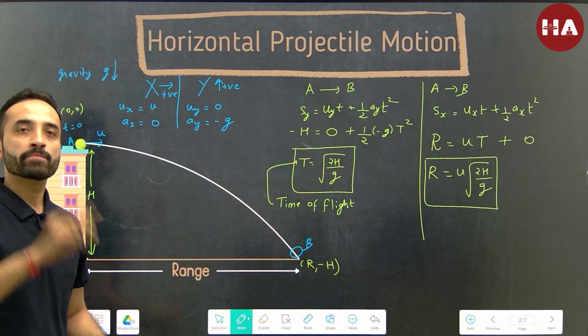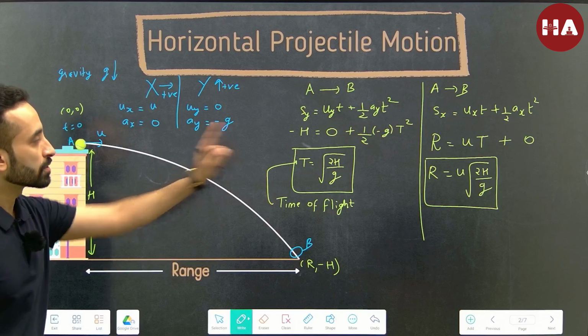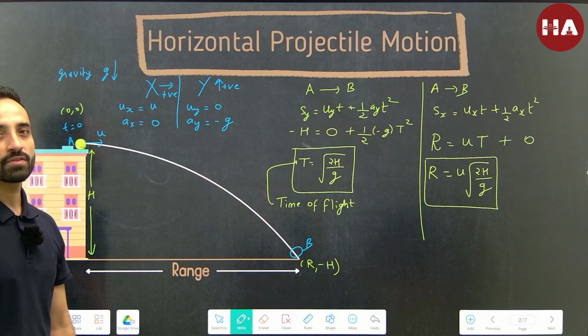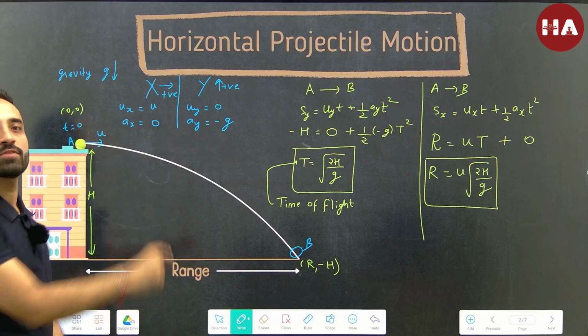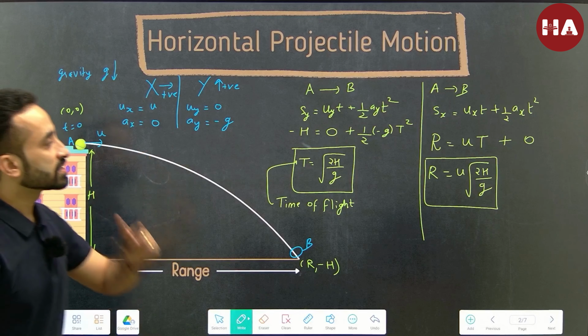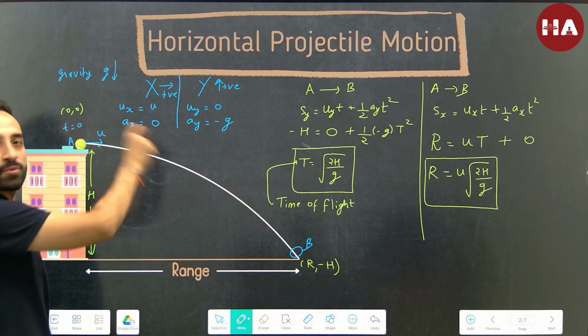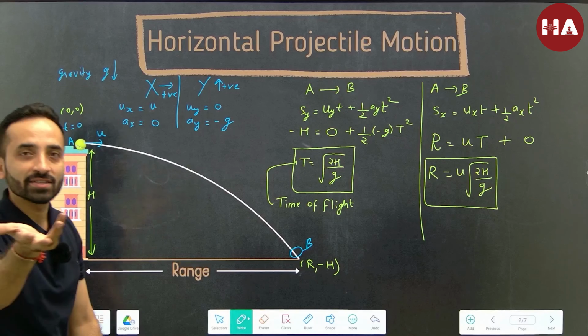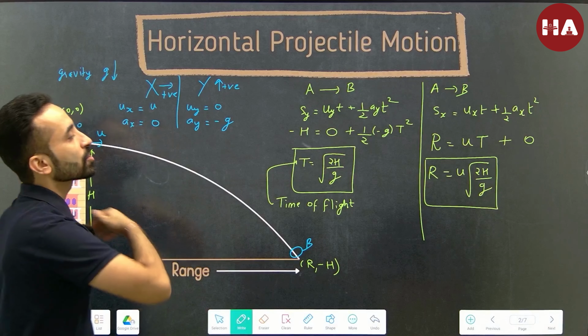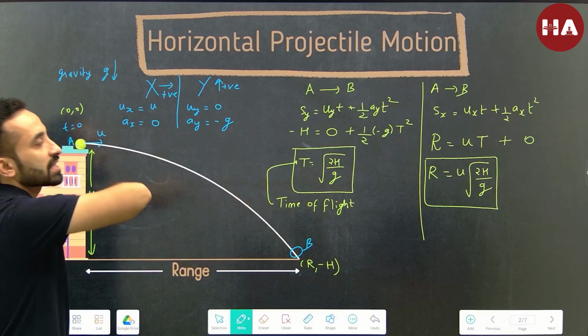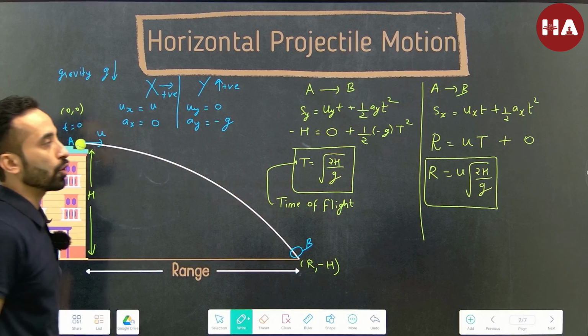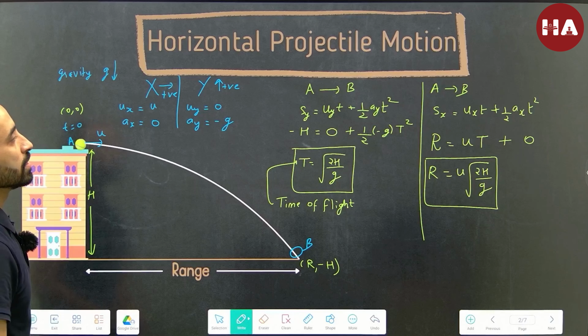Very clear. Range will depend on two things. U, that is the initial velocity, more the initial velocity, more the range. Second, height of the building. So more is the height of projection, more will be the range. Can you understand why? Because you will get more time. The projectile will get more time to fall. Okay. You can copy this down.